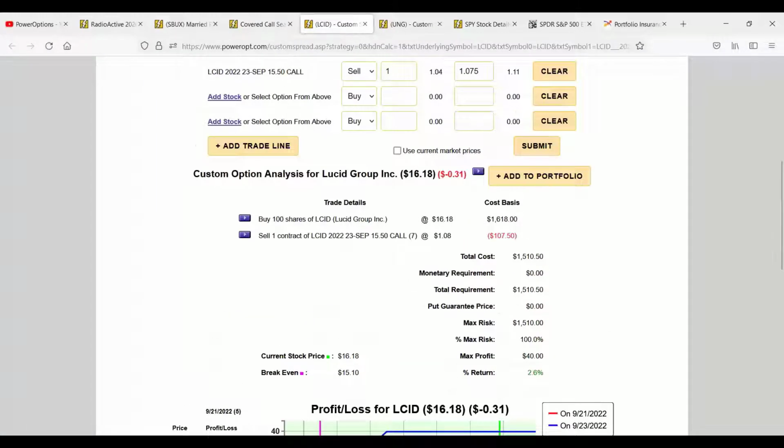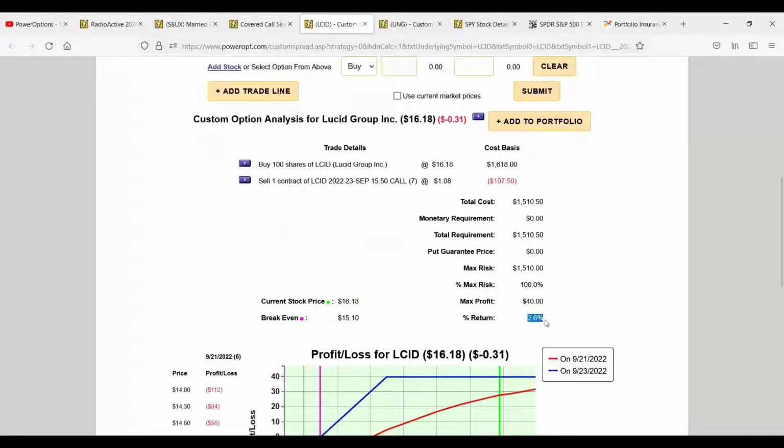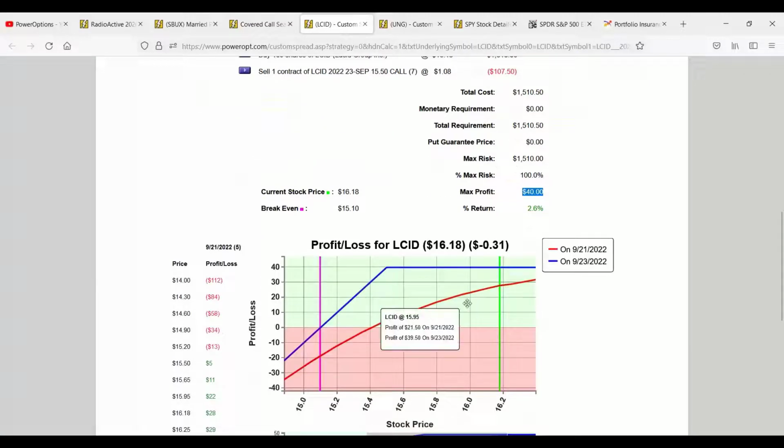So here we can buy Lucid at 16.18. We can sell the September 23rd 15.50 strike for 1.08. This would give us a max return of 2.6%. We're slightly in the money, of course, or $40 maximum profit. What's the parity to this trade?